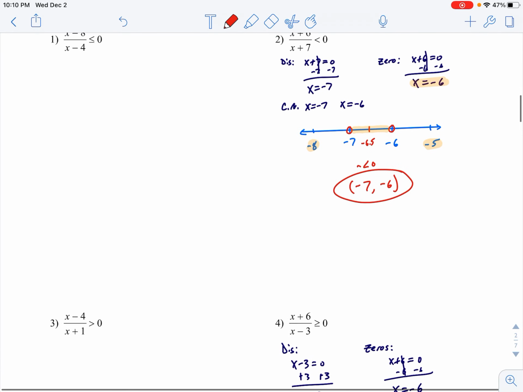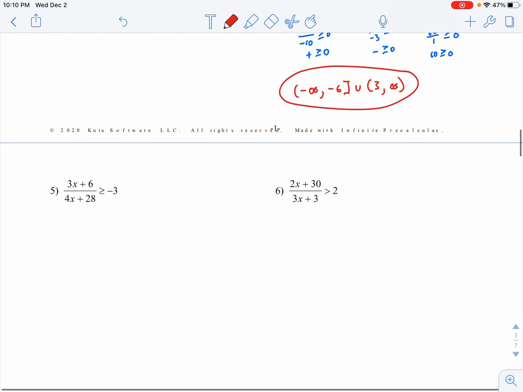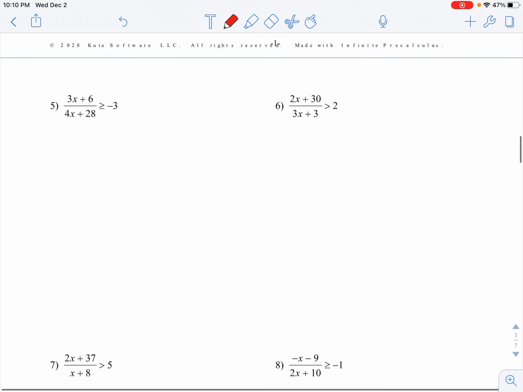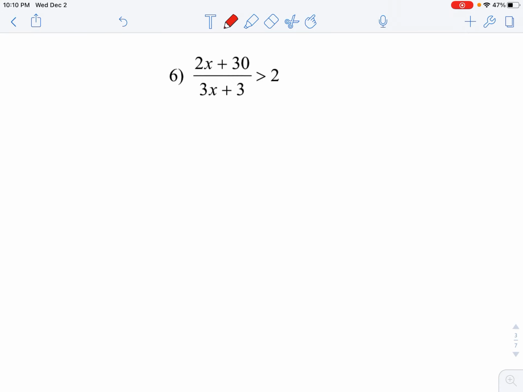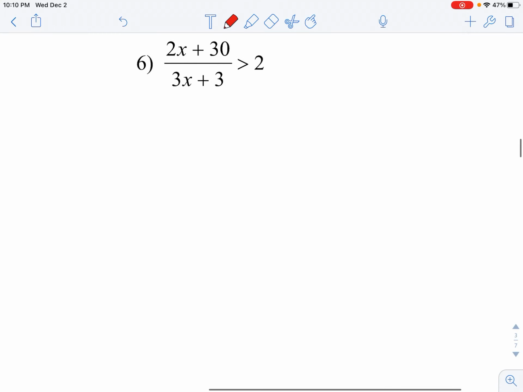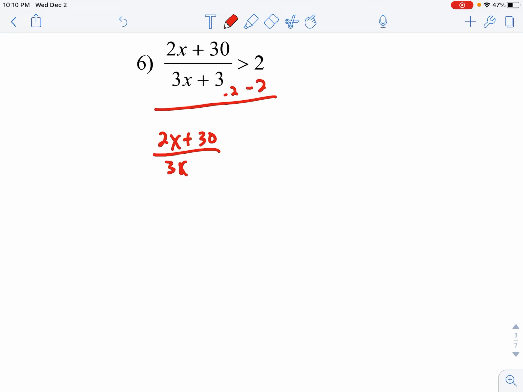These two problems started with 0 on one side of the equal sign. This one doesn't start with 0 on one side of the equal sign, but we want it to. So I need to subtract 2 to move it over to this side of the equal sign. 2x plus 30 over 3x plus 3 minus 2 is greater than or equal to 0.